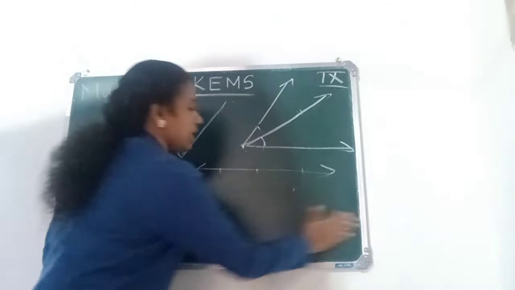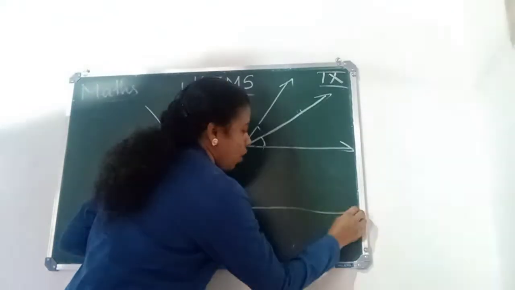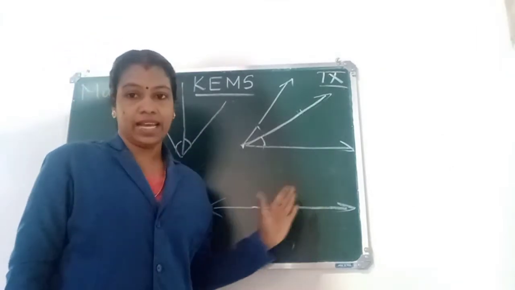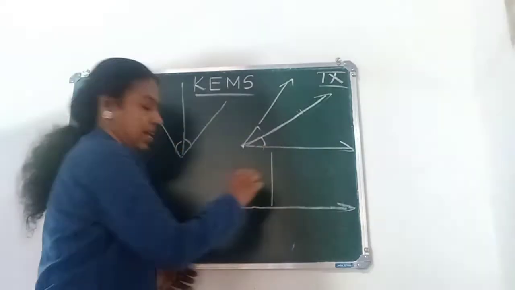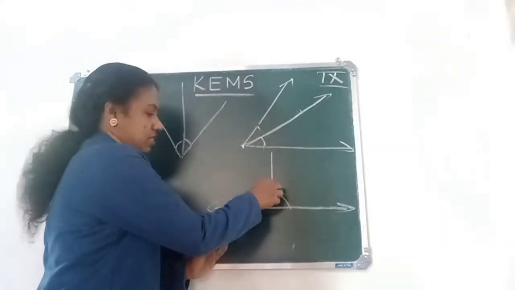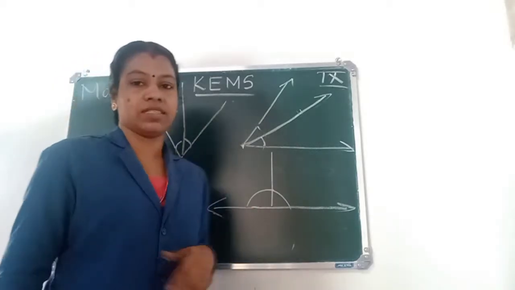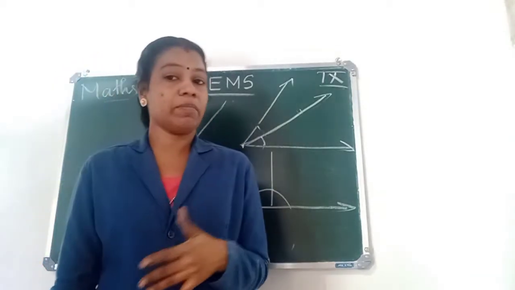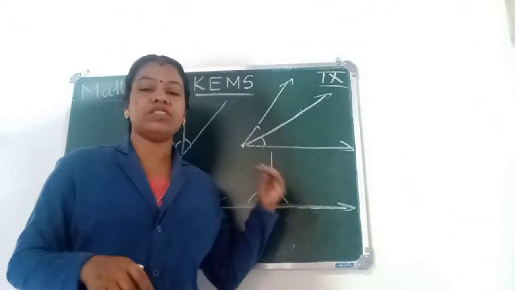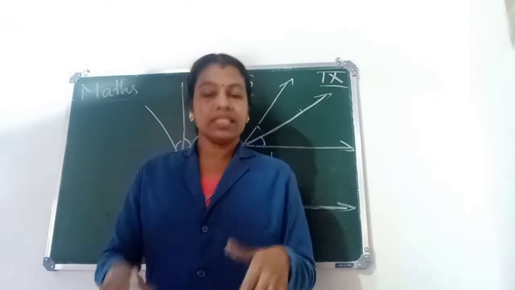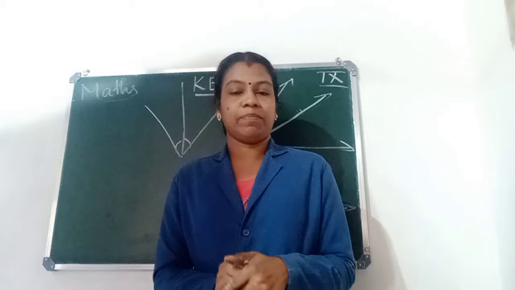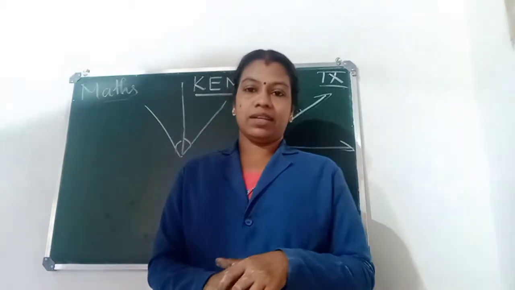So what is a linear pair? The non-common arms form a line and a ray stands on a line. Then the two angles formed are called a linear pair. Linear pair means a 180 degree straight angle. So the sum of these two angles is 180. Then they are called a linear pair. Okay. Next pair of angles.